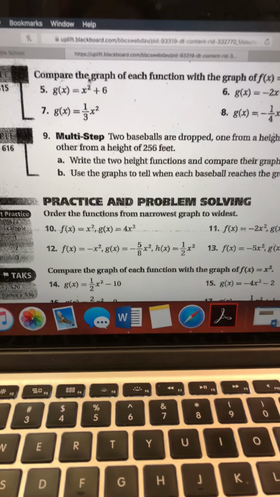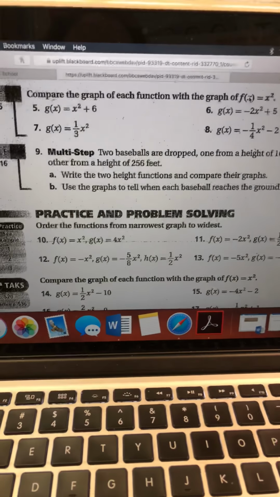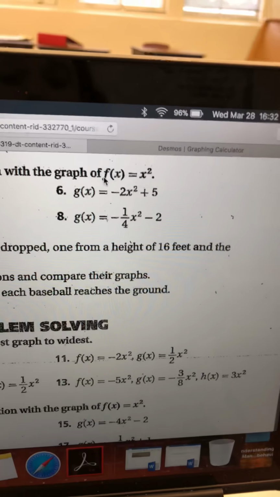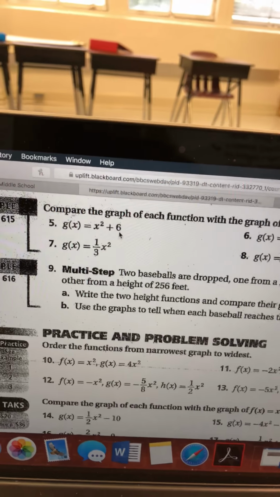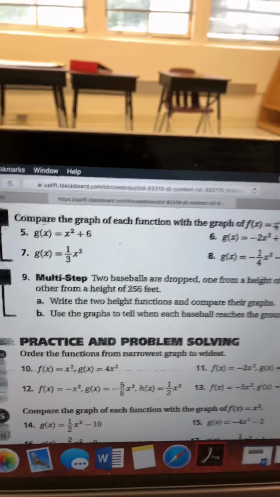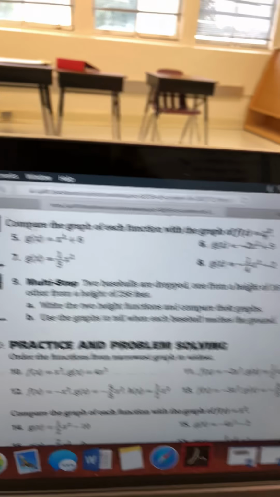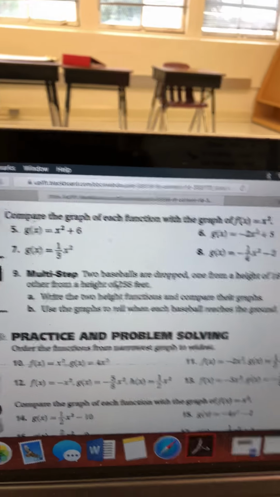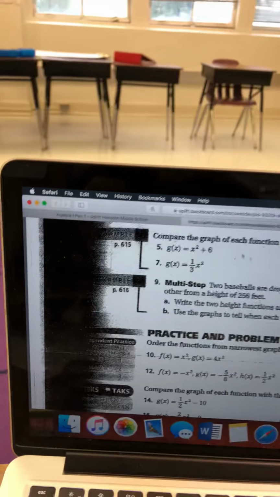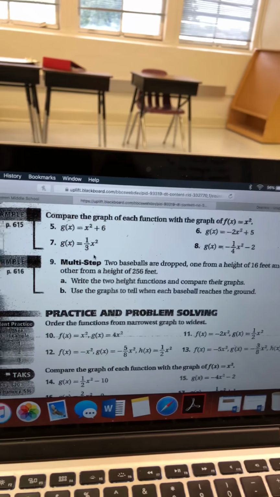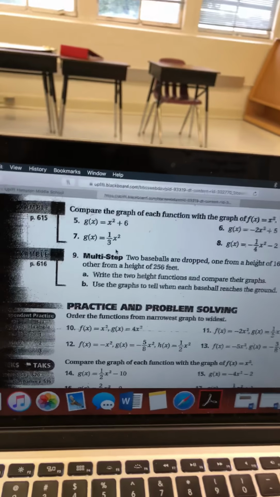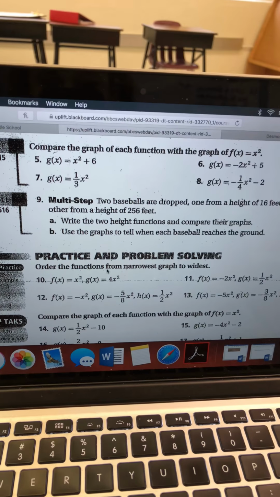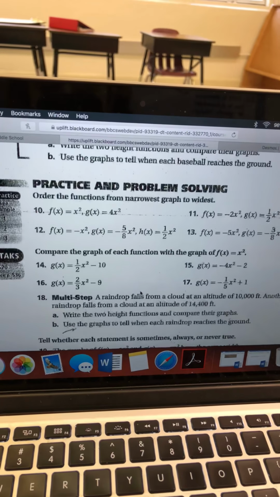For this, we're doing the exact same thing, but we're comparing it to the parent function. The parent function is this f of x is equal to x squared. We're gonna compare whatever function the number says, in this case x squared plus 6, to our parent function. You're gonna do the exact same thing in your calculator, compare x squared to whatever function they have. Again, go ahead and try these with partners. There's 4 here, so I would say give them another 5 to 7 minutes. Teachers, you should have given them another 5 to 7 minutes.